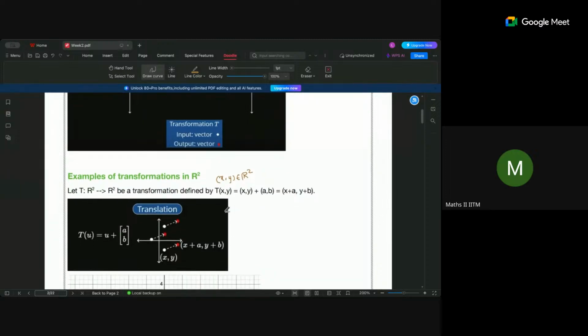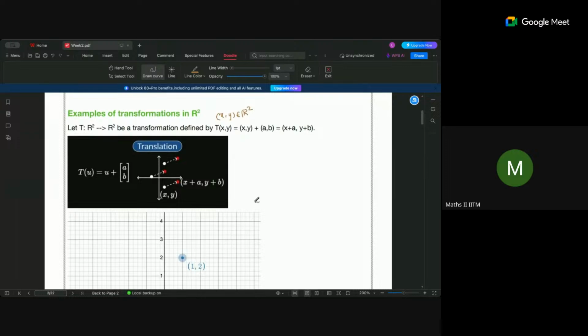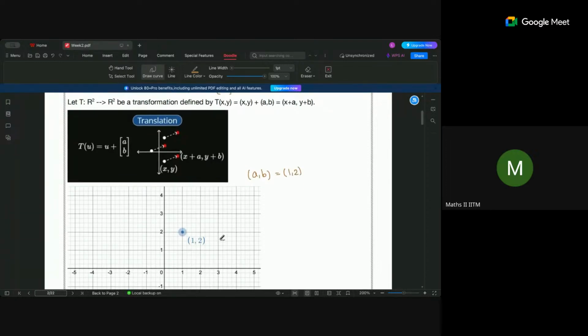So here it is given in this graph. Suppose this is your vector, then it will be shifted to this point. If this is your point, then it is going to be shifted here. With abstract a and b, maybe it is difficult to understand, so let us assume a comma b is equal to 1 comma 2. Okay, now let us try to visualize. Can you tell me what is T of 1 comma 0? According to this definition, T of x comma y will become x plus 1 comma y plus 2.